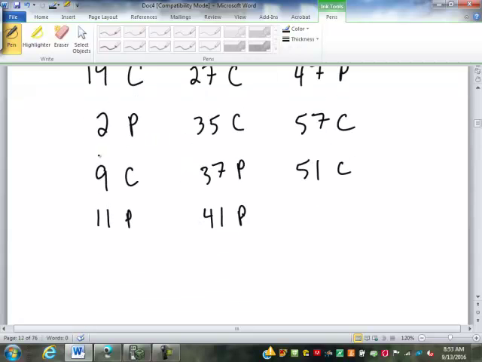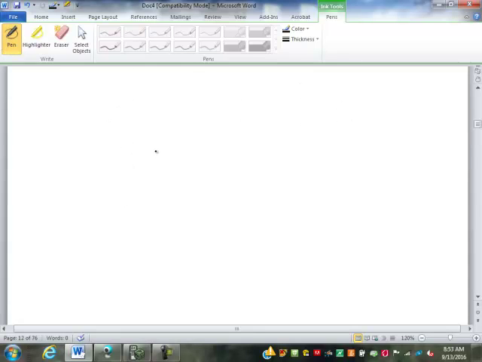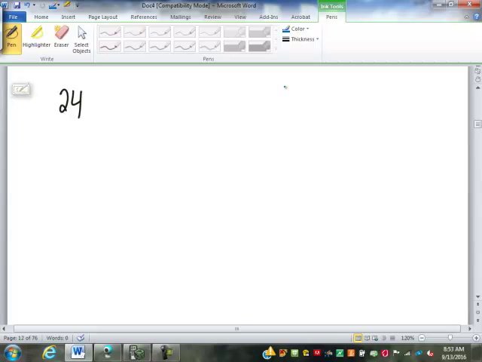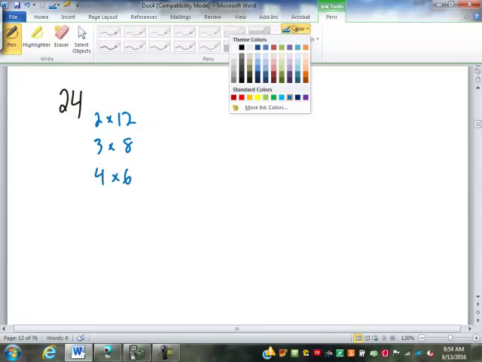So if they're prime numbers, there's nothing we can do with them if we're asked to factor. If they're composite numbers, though, they have factors. So let's say we go back to our 24 and I ask you to factor that. Well, you could do factor pairs. So you could have 2 times 12 or 3 times 8 or 4 times 6. The question is, which one do I want?